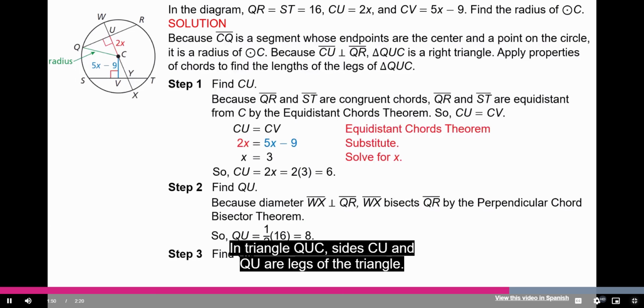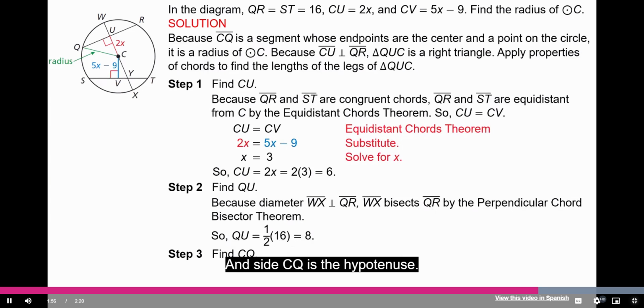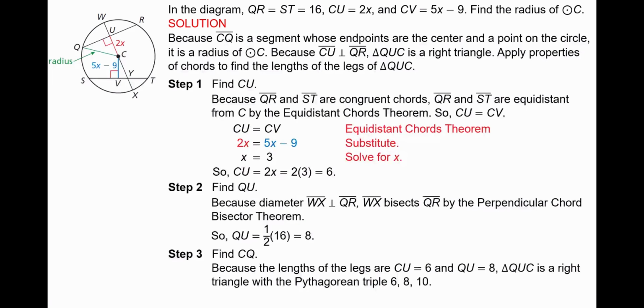In triangle QUC, sides CU and QU are legs of the triangle, and side CQ is the hypotenuse. Because the lengths of the legs are CU equals 6 and QU equals 8, triangle QUC is a right triangle with a Pythagorean triple 6, 8, 10. So CQ is equal to 10. So the radius of circle C is 10 units.